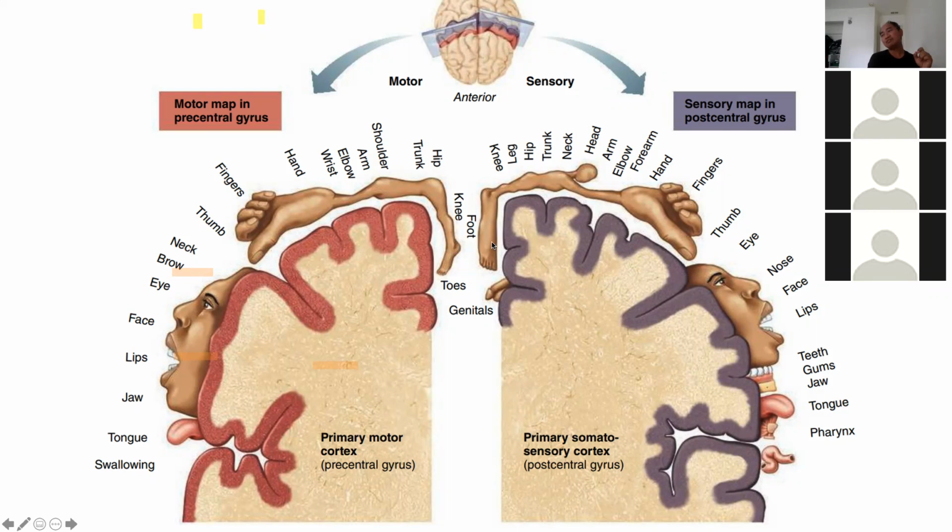The same thing, similar but not identical, for the sensory cortex. Look at that. Sensory cortex representation for the hand is pretty big. Therefore, our hand has a lot of sensory receptors, which will go to the brain, and they will represent a big portion of the sensory cortex.